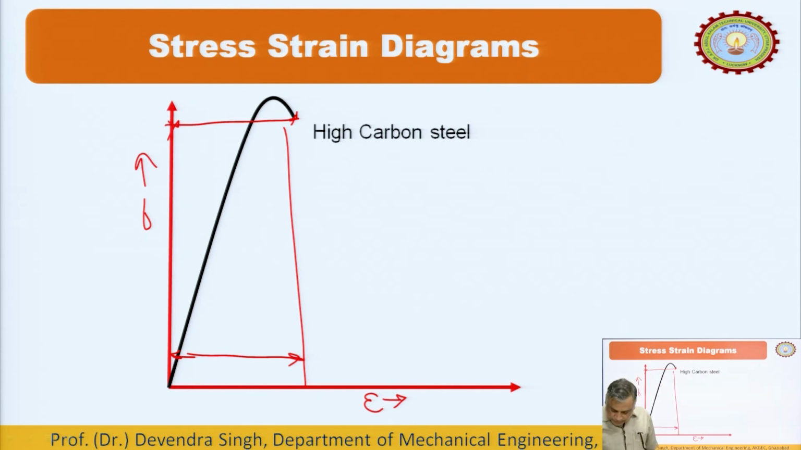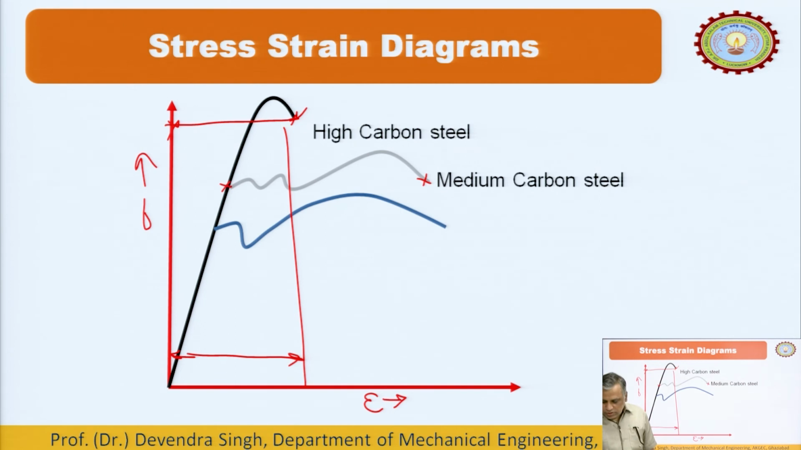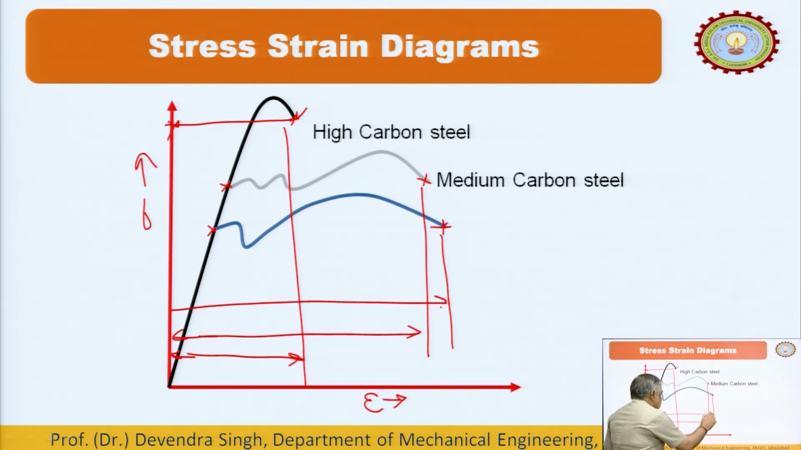As we move to the next, now this is a fracture point, here this is a fracture point. This is your medium carbon steel having strength lower than high carbon steel, but it is having some more ductility. Then we will go to the low carbon steel. This is having a little bit lower strength, but the fracture is here, and you can compare the elongation from here. This is the largest.